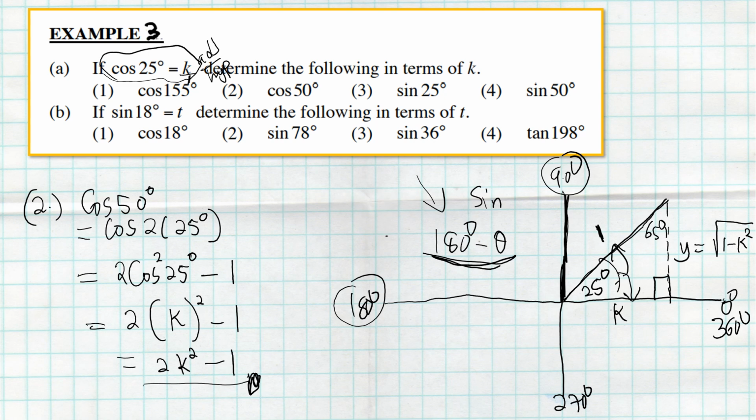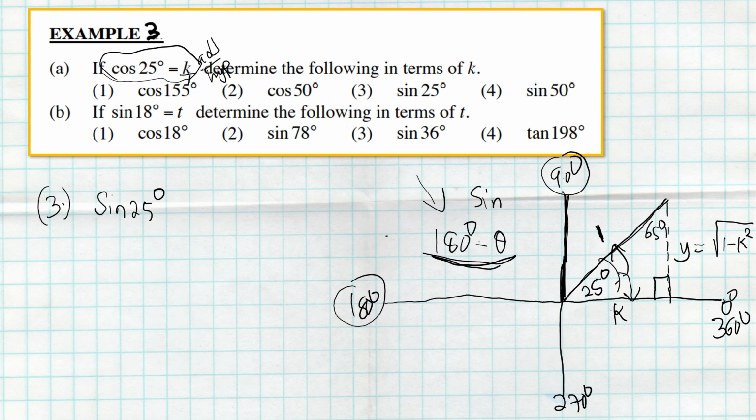Okay, let's go to number 3 now. Number 3, you are given sine 25 degrees. And if you check, 25 degrees is on your diagram there, right? It's on your triangle, you have 25 degrees. So that one is going to be very easy to express.